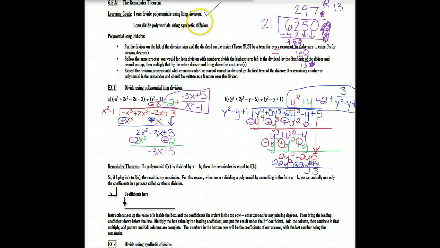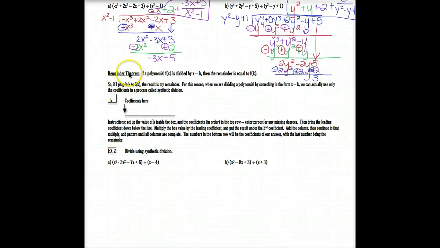Second learning goal is to divide polynomials using synthetic division. I'm sure that sounds really weird because you've never done synthetic division before. Synthetic division comes out of what's called the remainder theorem, which is why that's the title of this section. And the remainder theorem sounds fancy. It says if a polynomial f of x is divided by x minus k, then the remainder is equal to f of k, meaning if you plug in whatever this number is to the function, whatever you get is what the remainder would be if you divide them.